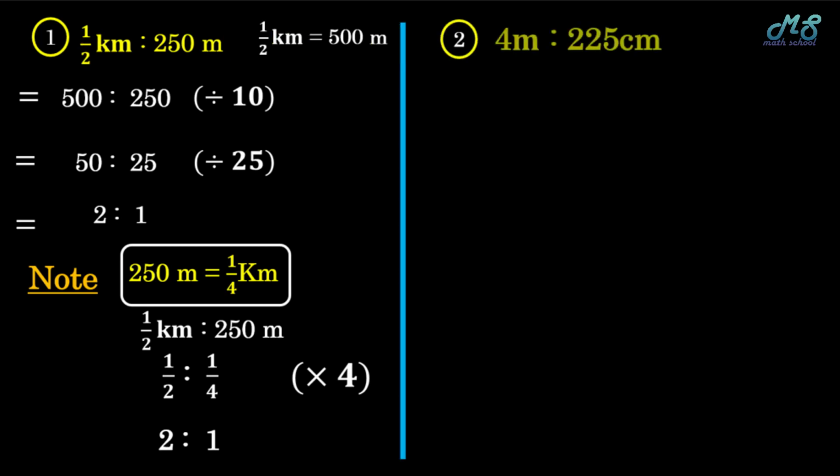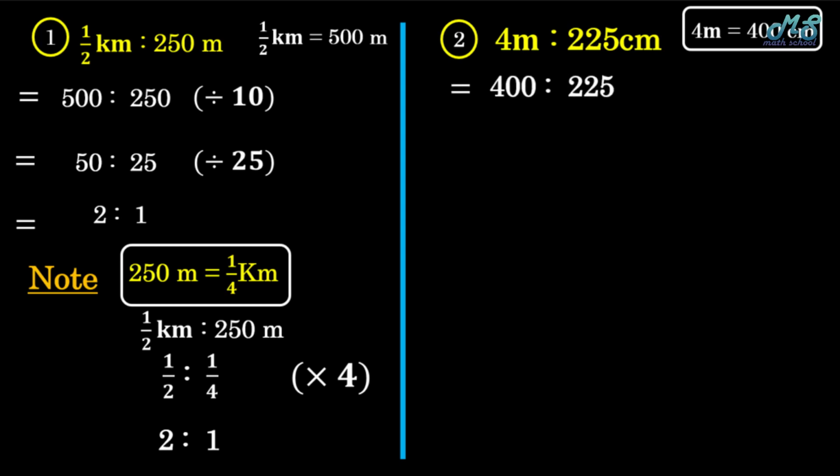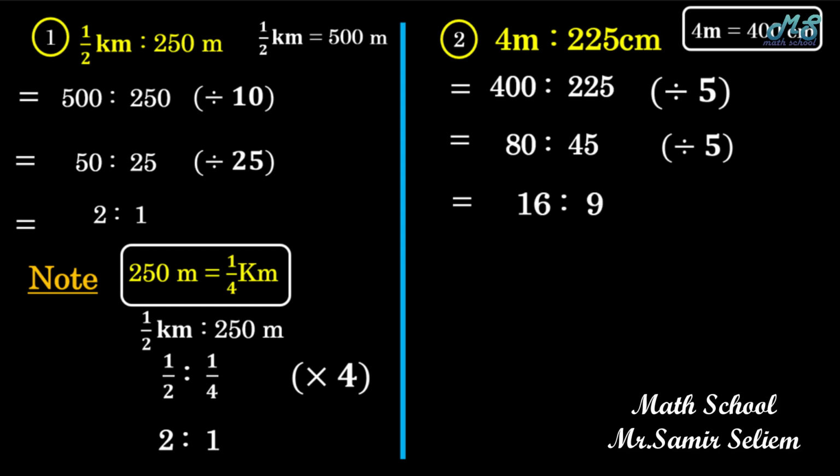Next, 4 meter to 225 centimeter. 4 meter equals 400 centimeter, multiplying by 100 to be the same unit. Now it equals 400 to 225. Dividing both sides by 5 equals 80 to 45. Simplify again, divided by 5 equals 16 to 9.